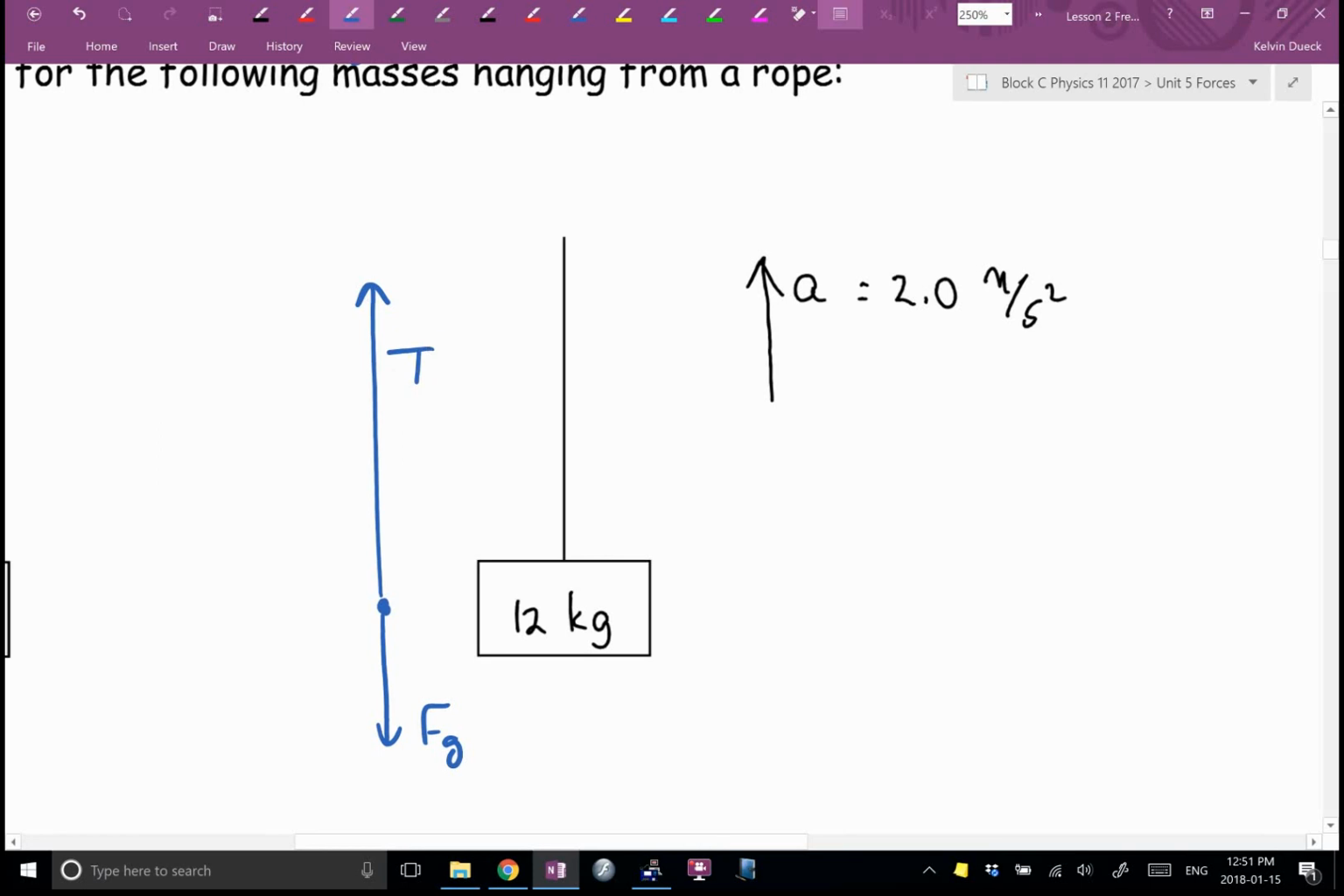In these two diagrams, which of these ropes is more likely to break? The second one, because you're requiring more of tension.